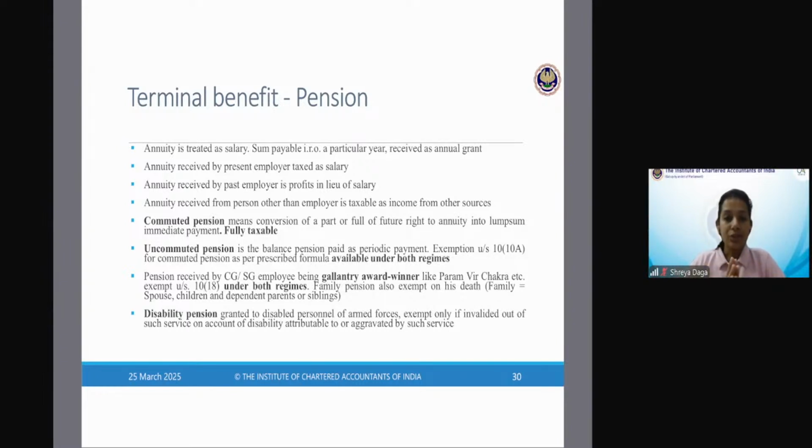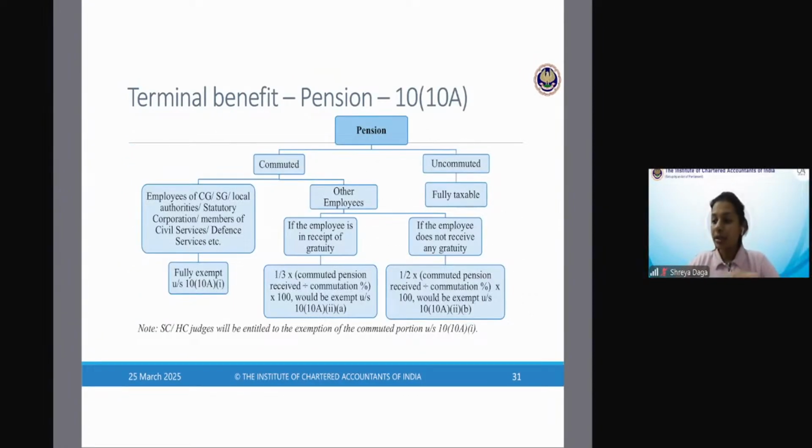So actually, uncommuted pension is fully taxable, but for commuted pension, there is exemption. For government employees, it is fully exempt. For other employees, we had to see whether the person is also receiving gratuity or not receiving gratuity. And accordingly, we calculated the exemption limit of 1/3 or 1/2 as the case may be. And we did some sums on that. Okay. And we saw that these terminal benefits, the exemption is available under both regimes. So we don't have to be confused about that.